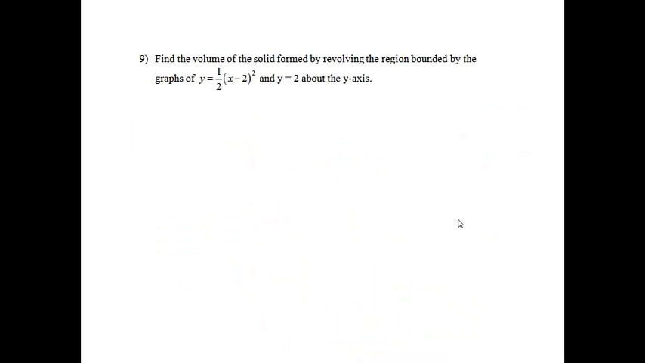Find the volume of the solid formed by revolving the region bounded by the graphs of y equals 1/2 x minus 2 squared and y equals 2 about the y-axis. Alrighty, again, draw a graph.